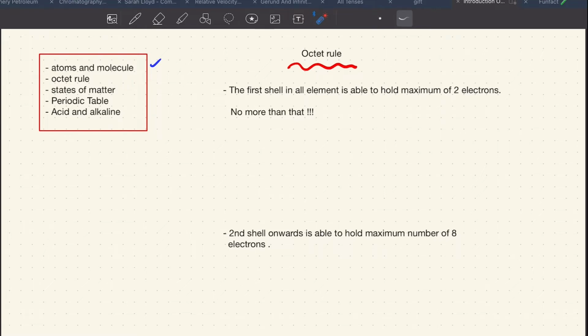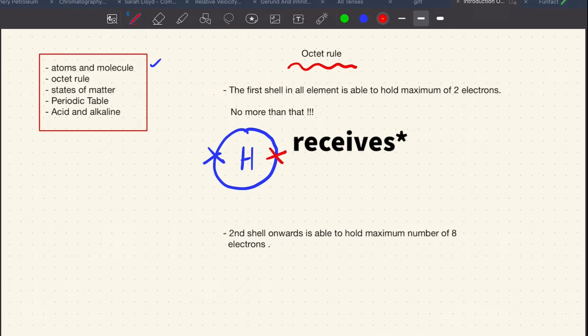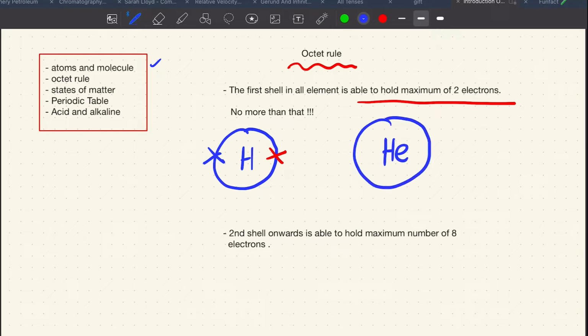So the first shell in all elements is able to hold a maximum of 2 electrons and no more than that, which means, for example, hydrogen atom. Hydrogen has 1 proton, and the number of electrons equals the number of protons, which means it has 1 electron. When it receives an electron, it can only receive 1 electron and no more than that, because it obeys the rule. The first shell holds a maximum of 2 electrons. And the next one is helium atom. The first shell can only hold 2 electrons and no more than that.